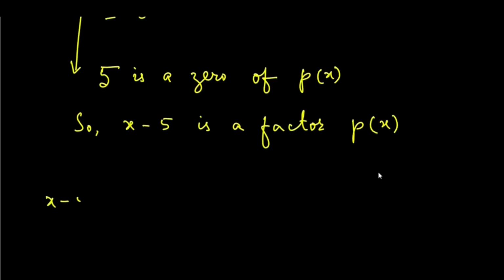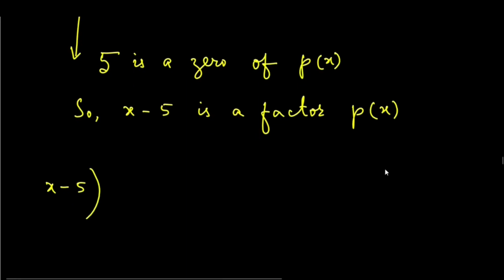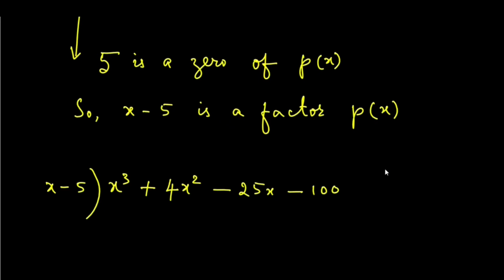X minus 5, this is x cube plus 4x square minus 25x minus 100. We have to divide this by x minus 5. Then we will get a quadratic polynomial. We can factorize that quadratic polynomial and find two linear factors. Now let us divide this by x minus 5.